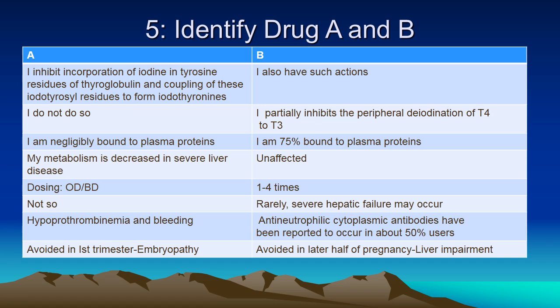It produces anti-neutrophilic cytoplasmic antibodies in 50% of users that may have a relationship with occurrence of collagen vascular syndrome. Drug A is usually avoided in first trimester of pregnancy because of potential embryopathic effect, whereas drug B is avoided in late pregnancy because of late liver impairment.